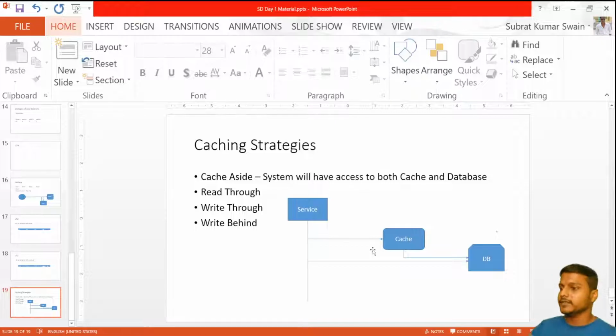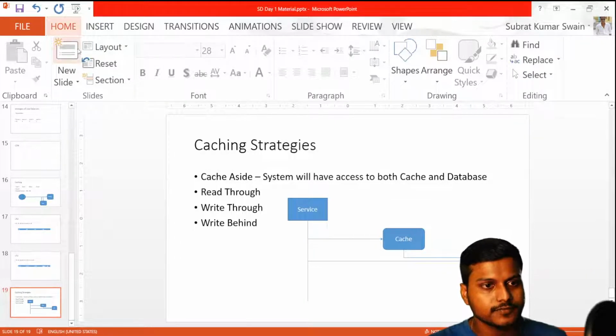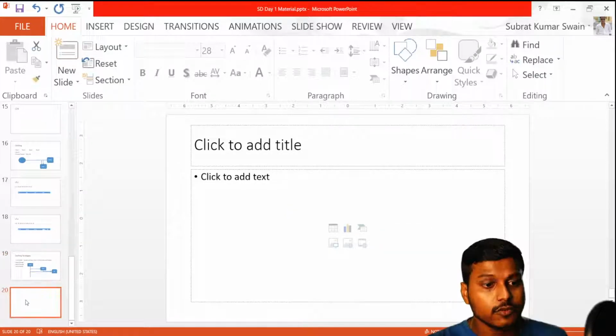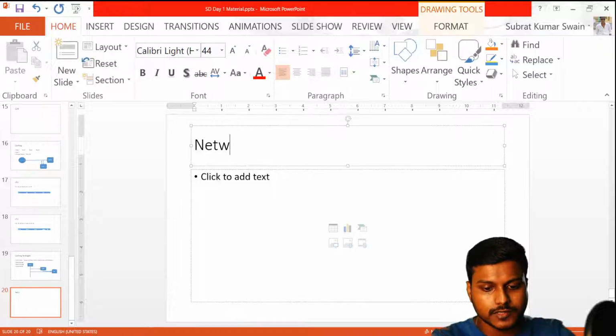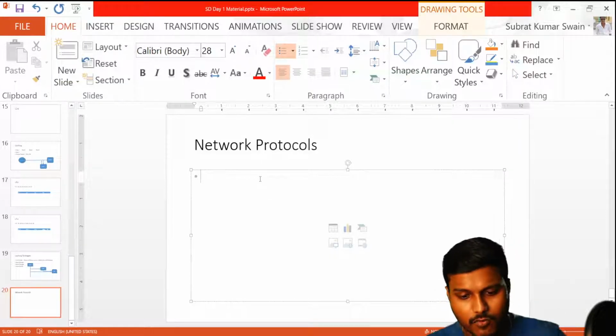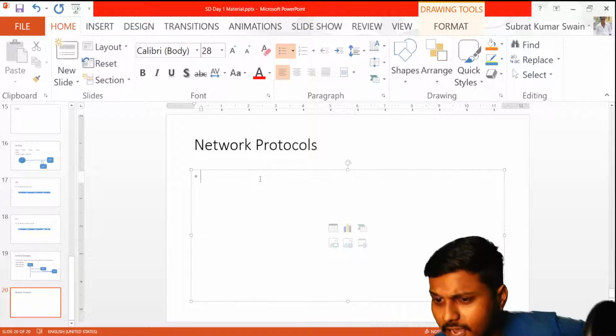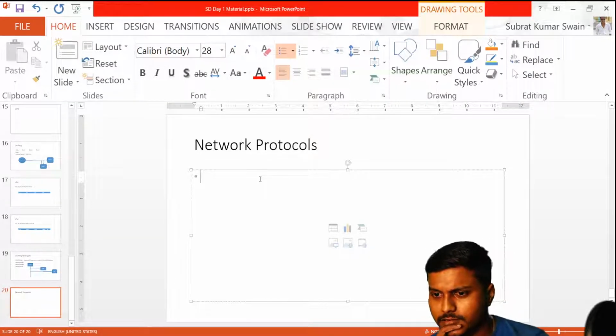Okay, do this. Next we would go for protocols, networks to be very specific. Network protocols. So what are the protocols you have heard about, guys? Can you all mention in the chat what different network protocols you have heard about?